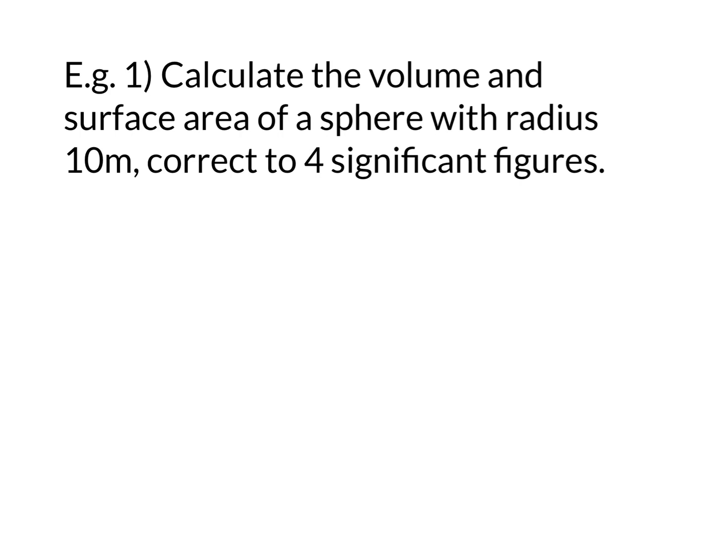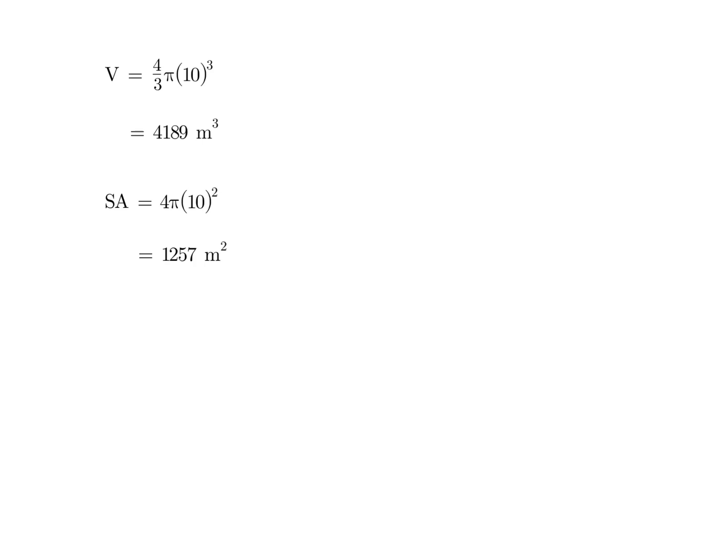Calculate the volume and surface area of a sphere. We've got a radius of 10 and we're going to do it to 4 significant figures. So using our volume formula, 4/3 pi r cubed, we put the 10 in where the radius is and we get 4,189 metres cubed. For the surface area, 4 pi r squared, we put the 10 in where the r is and we get 1,257.